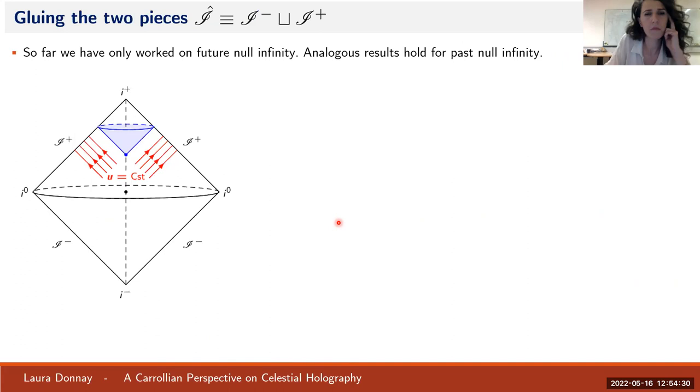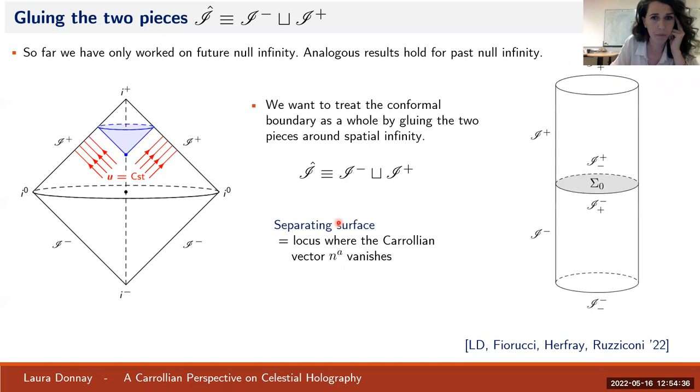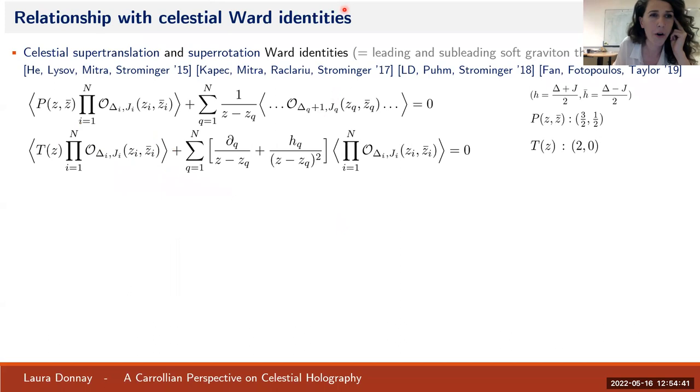Okay, so let me maybe skip these two things, this gluing thing, because I'm running out of time. Let me just try to explain how these two pictures can be reconciled. So the celestial versus the Carrollian thing.